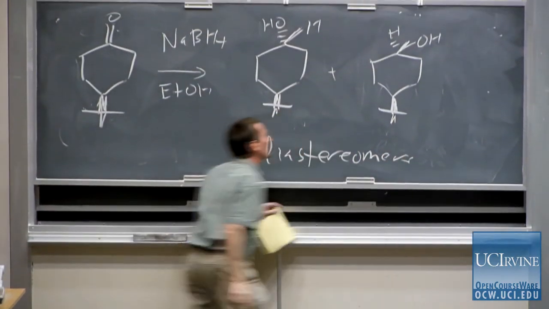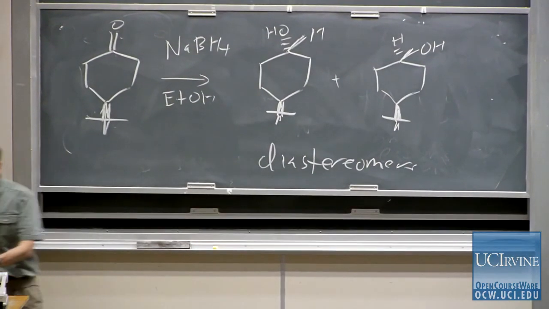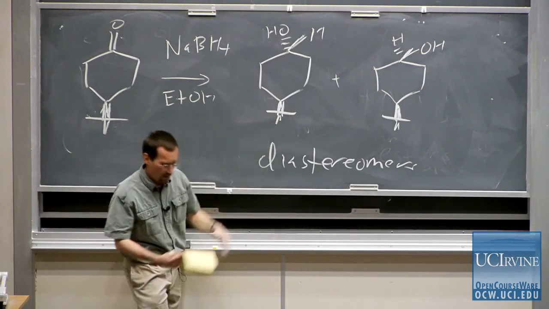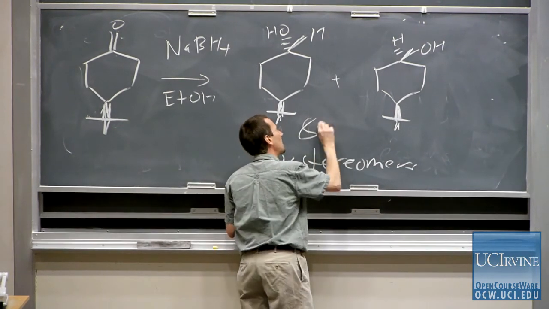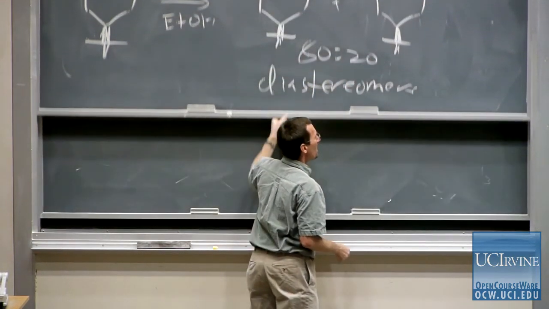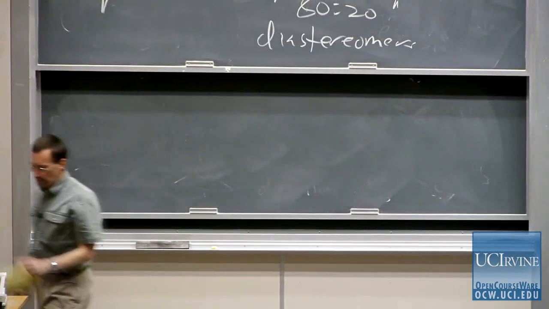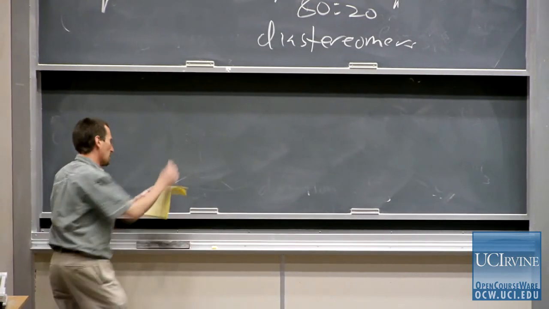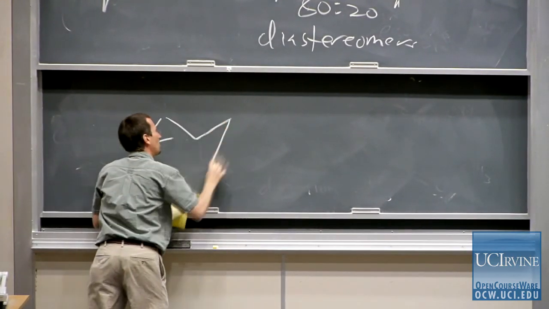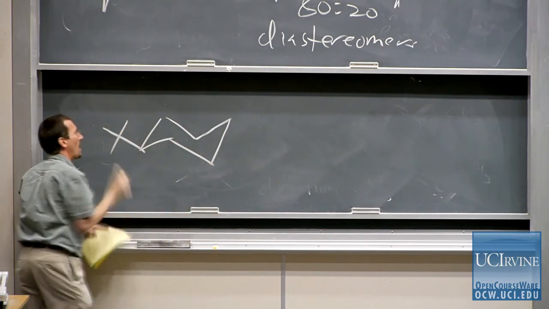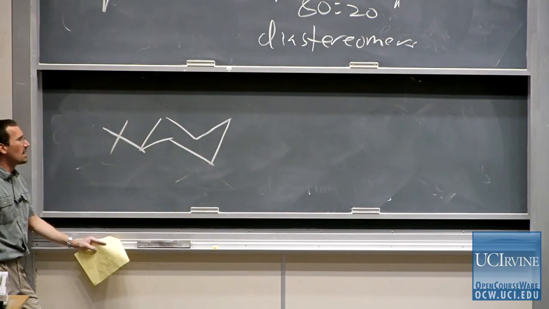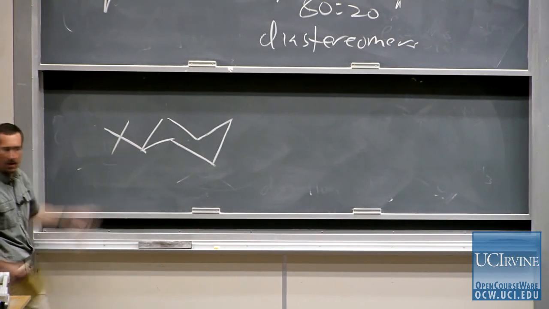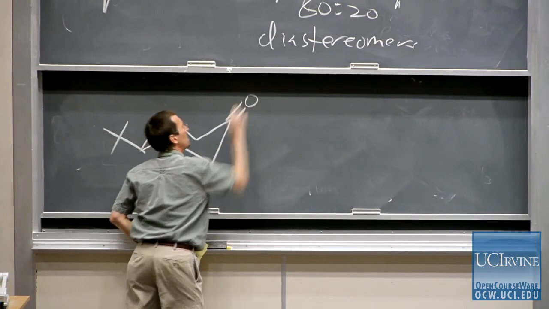And now, even in the absence of any sort of chiral reducing agent, we don't get equal amounts because these two molecules aren't equal. We happen to get them in an 80 to 20 mixture. The mixture ratio isn't so important, but it's a little bit easier to see if we look at drawings. So the tert-butyl group is very big. I'm going to draw a chair cyclohexane. Remember, cyclohexane likes to sit with a large group equatorial. And so here's our cyclohexanone.